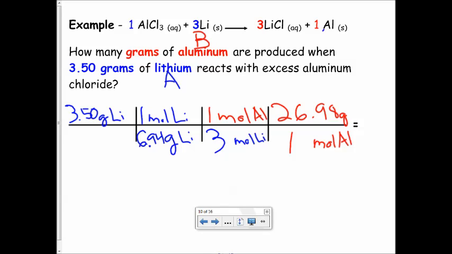And then we go through and we plug this into our calculator. We're done. 3.5 times 26.98 divided by 6.94 times 3. And you get an answer equal to 6.22 grams of aluminum. That means if you did this reaction, and you start with 3.5 grams of lithium, and you went through and did this process, in a perfect world, you would end with 6.22 grams of aluminum.